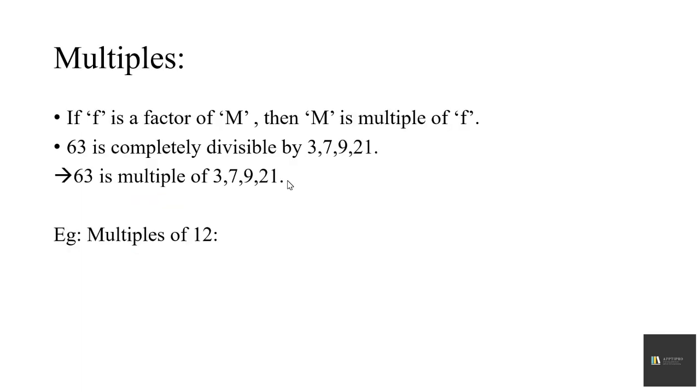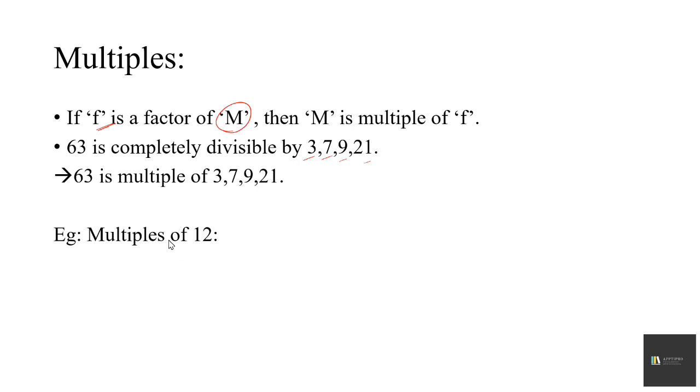Moving on. Now what is a multiple? If f is a factor of m, then m is a multiple of f. For example, 63 is completely divisible by 3, 7, 9 and 21. Hence, 63 is a multiple of 3, 7, 9 and 21.